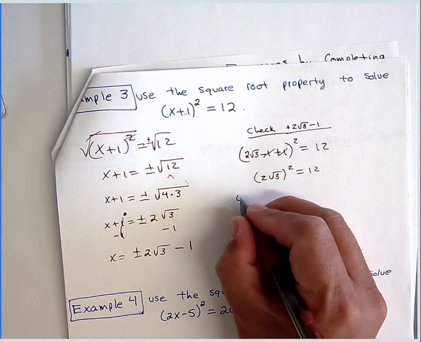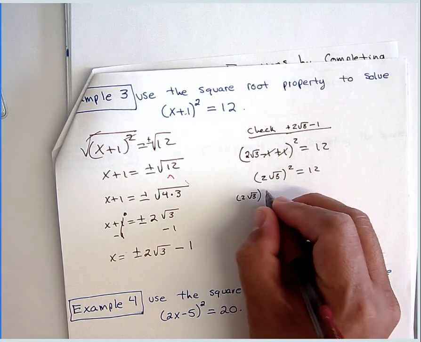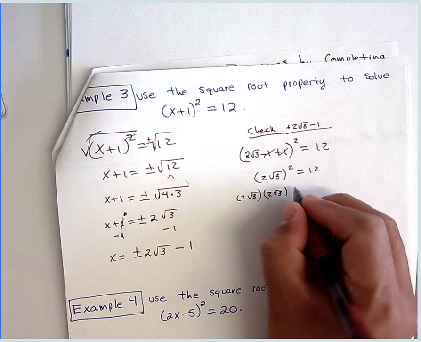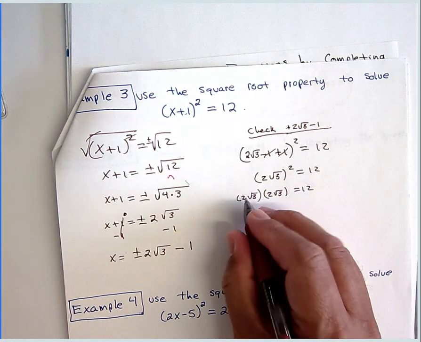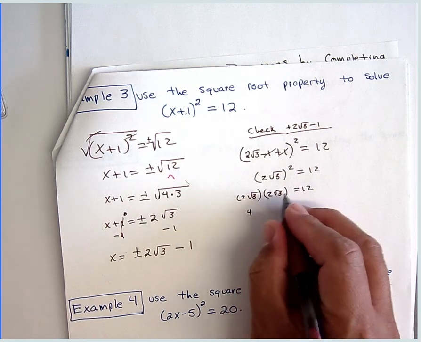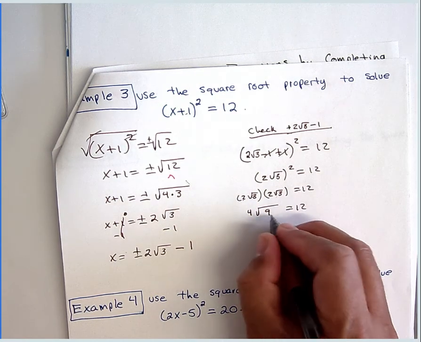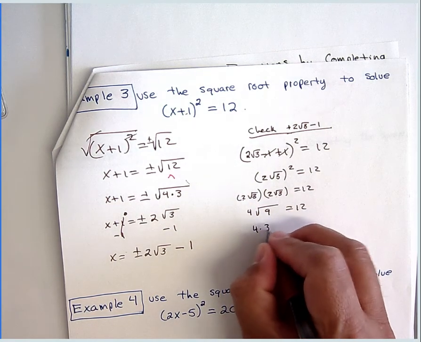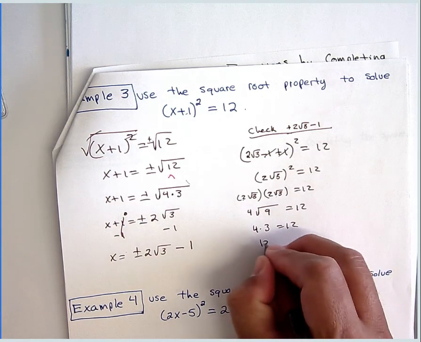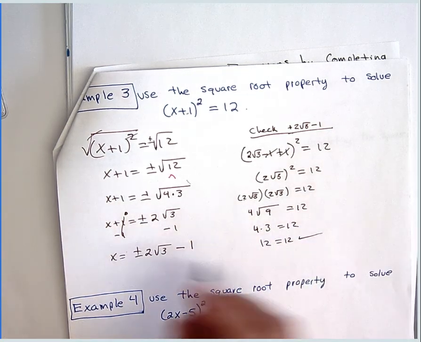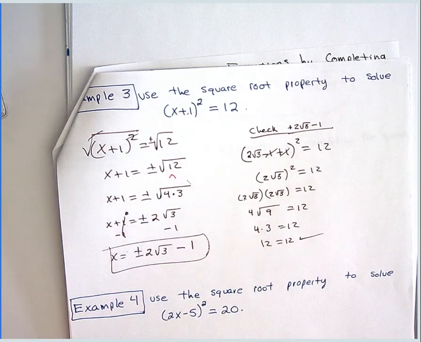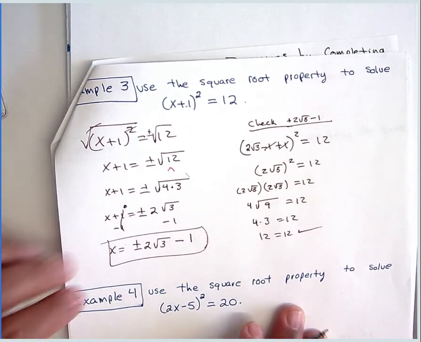And then you have 2 of these things. So 2 times 2 is 4. This 3 times 3 is 9. Square root of 9 is 3. 4 times 3 is 12. So I checked, so both of them check since I have it in the book. So that's the answer.